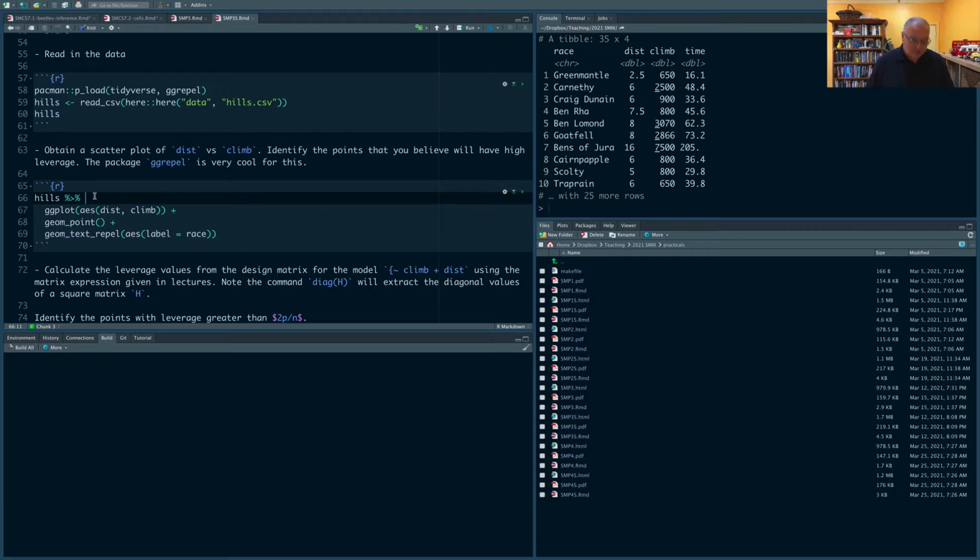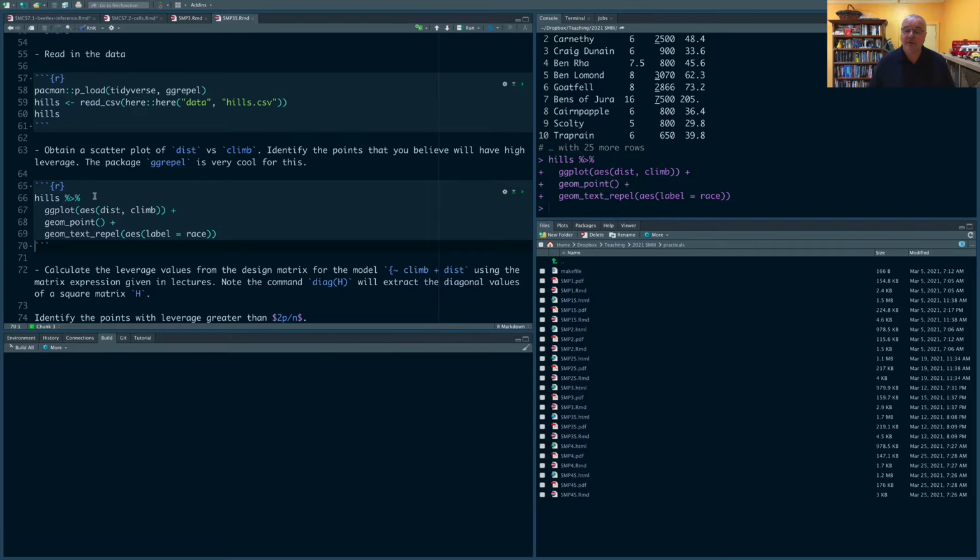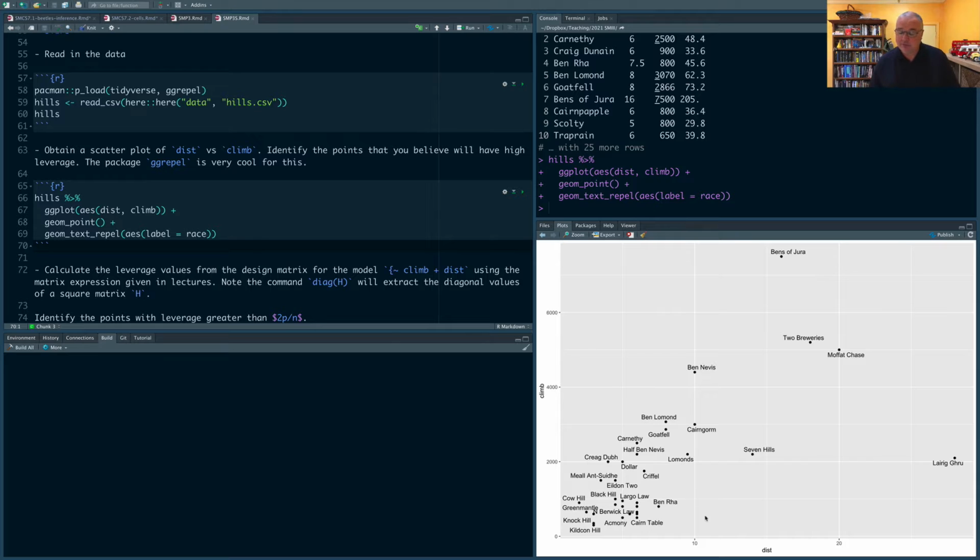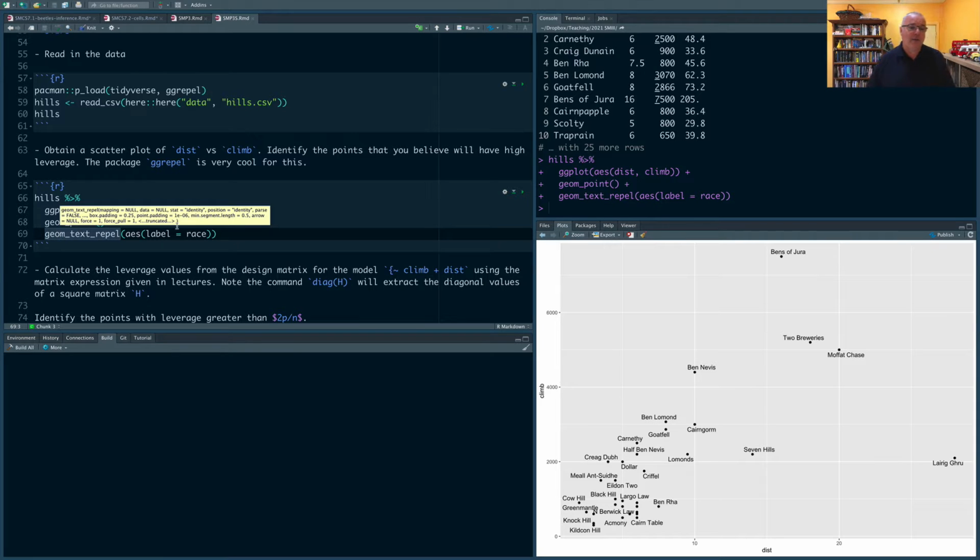The first thing we're going to do is have a look at a plot. We've got distance on the x-axis and the climb you have to do. I've used the command geom_text_repel and I said the race, so it's putting a label on each of them. You can see, for example, this one, the distance is about 17 miles, but a very high one, Bens of Jura, and Lairig Ghru, 7 Hills. It shows you that, and it moves the labels around so the repel will try to stop them overlapping.